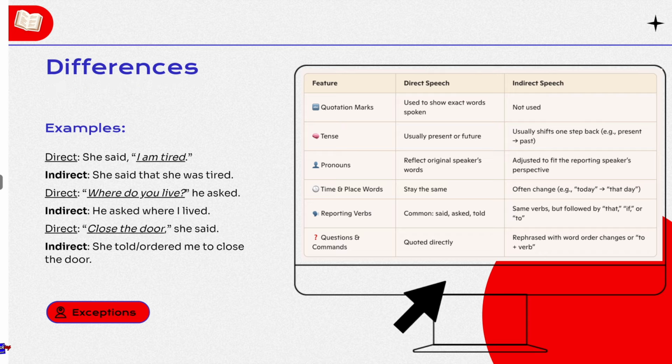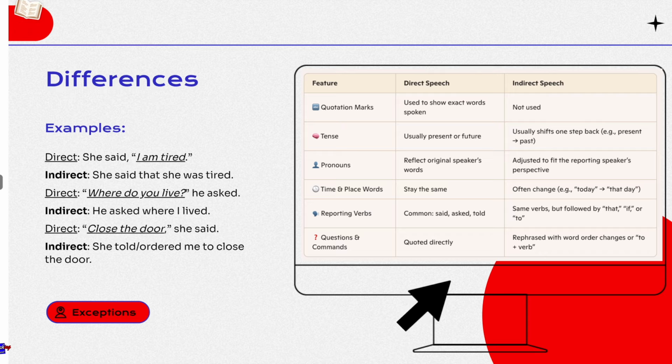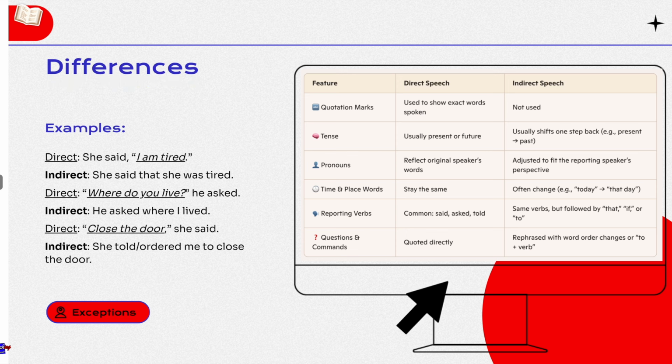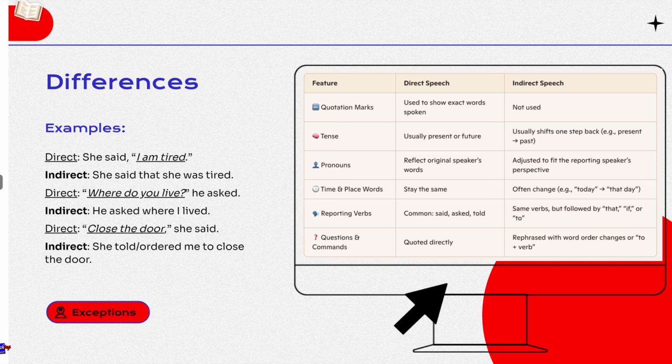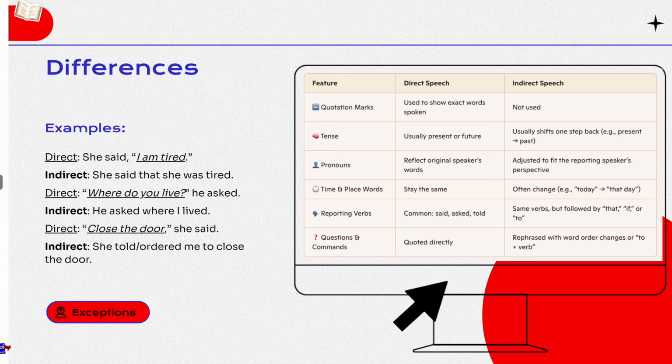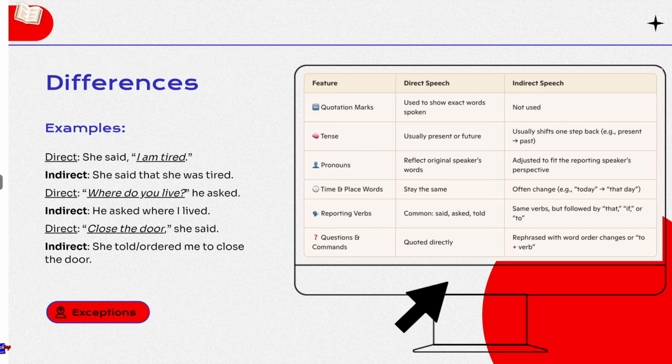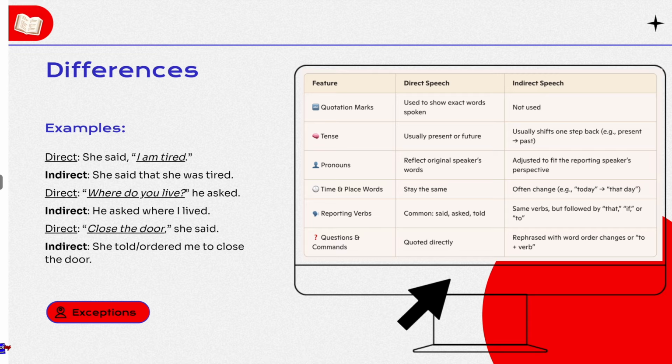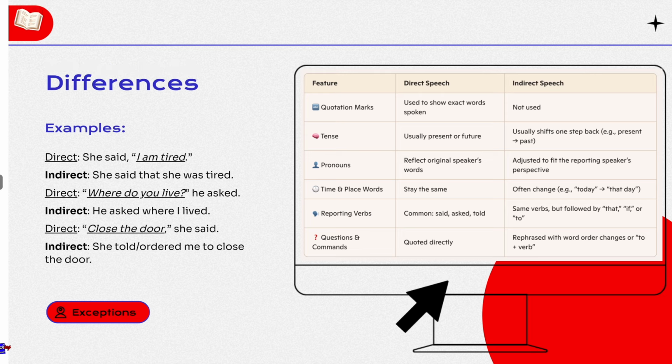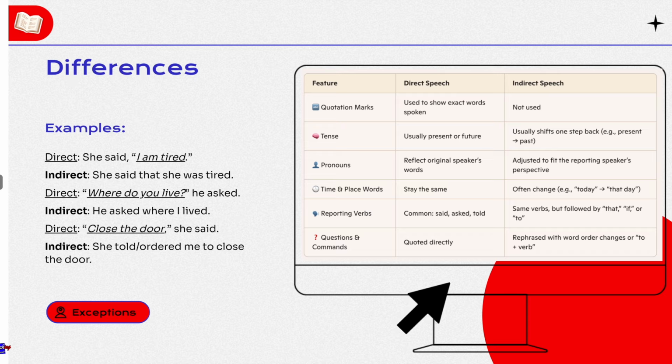Like I said also before, pronouns. The direct speech reflects the original speaker's words, obviously. In indirect speech, they are adjusted to fit the reporting speaker's perspective. Time and place words, like I said before, in direct speech, obviously they stay the same, but in indirect speech, they often change, like today becomes that day, etc., what I mentioned before.